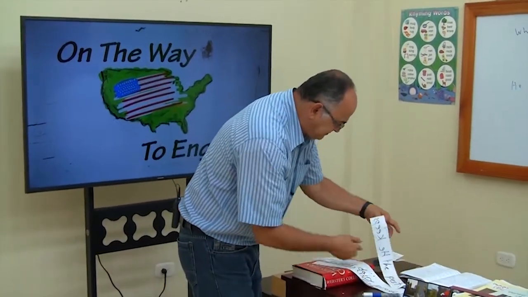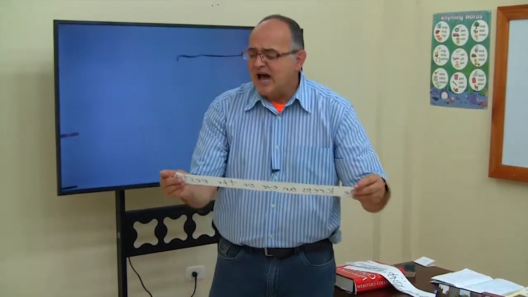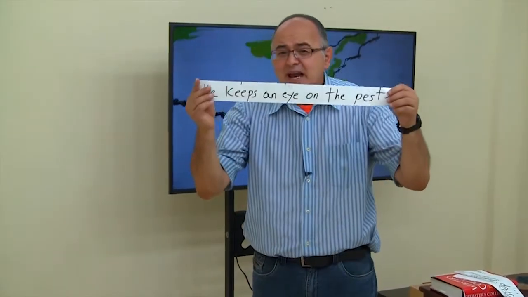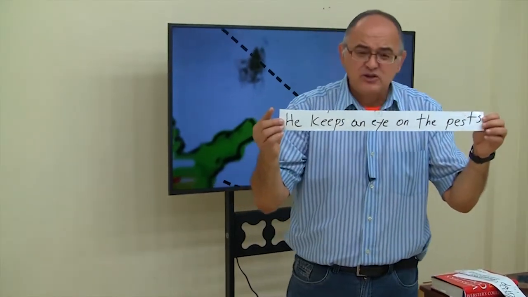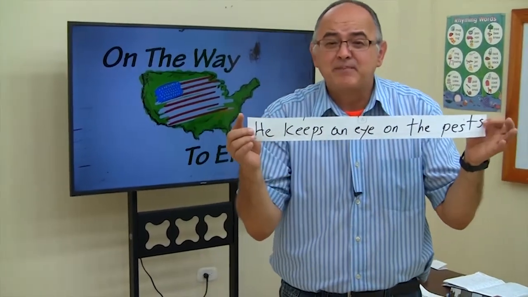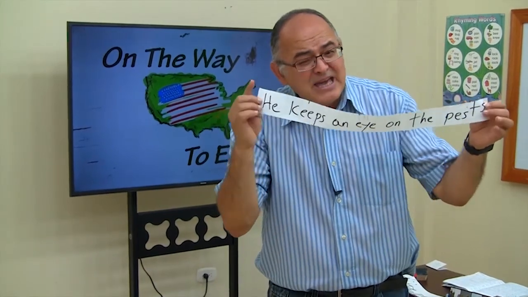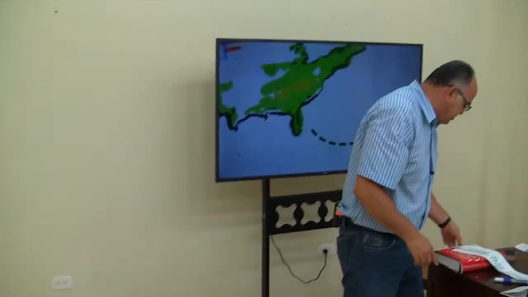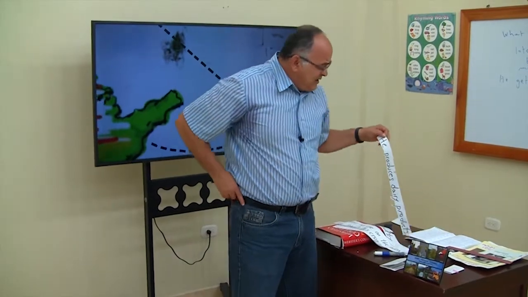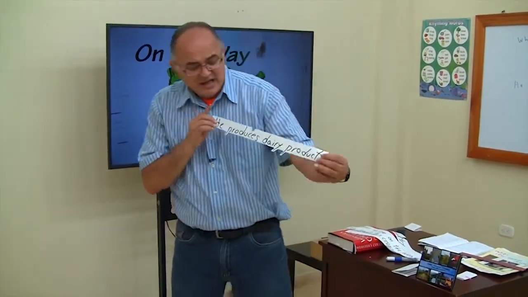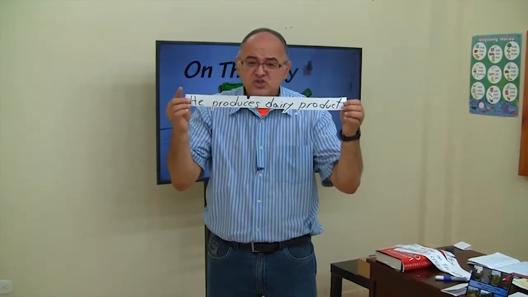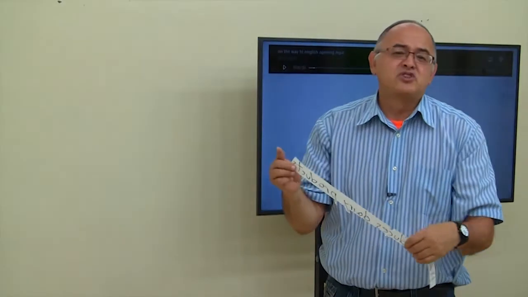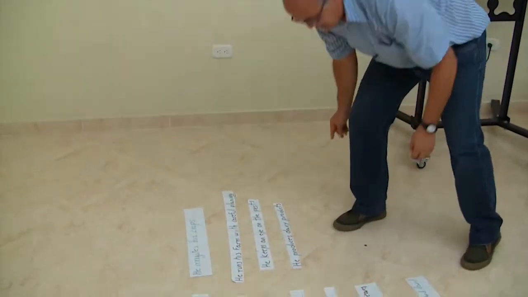Also, he keeps an eye on pests, you know. He keeps an eye on pests. There are many pests. So, MacDonald tiene que vigilar de que no haya pestes. So, he keeps an eye on pests, all right? Poor MacDonald has to do a lot of things. Let's continue. Some of the things that he does in his farm is that he produces dairy products. He produces dairy products. Let's put it here. O sea, produce artículos de lechería. He produces dairy products, right? Let's put MacDonald here.